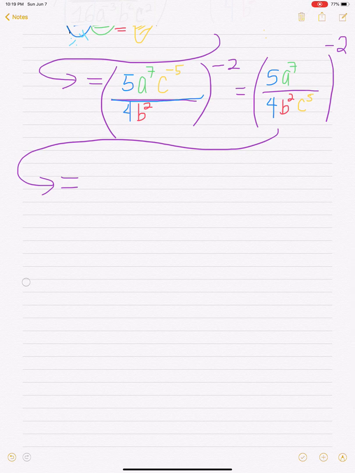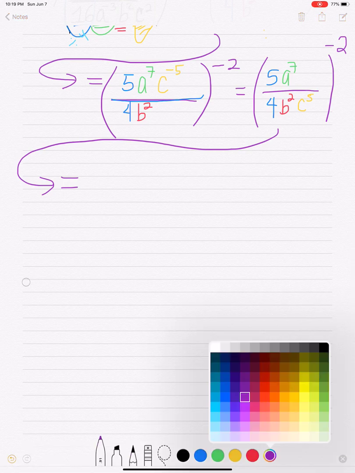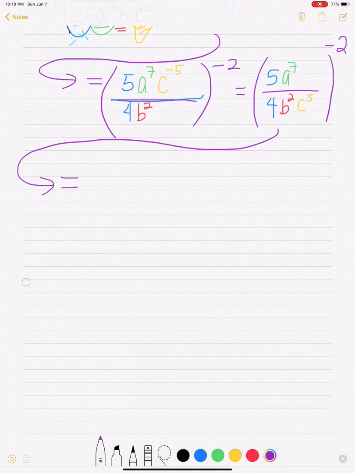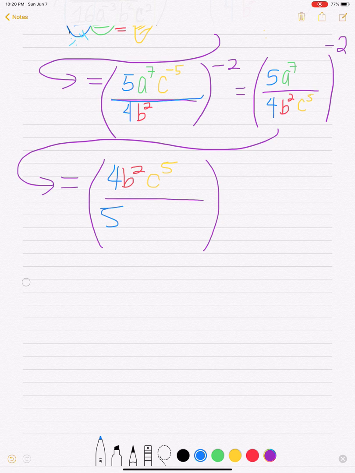See that big old negative 2 exponent? So we're going to flip our fraction and make it a positive exponent. So we're going to have on top now 4 B squared C to the 5th and 5 A to the 7th. So we're flipping our fraction, and then we're going to make the exponent a positive 2. It was a negative 2, now it becomes a positive 2.